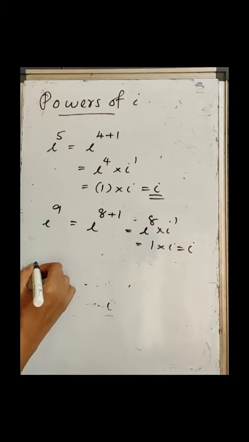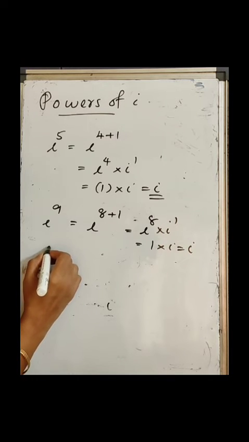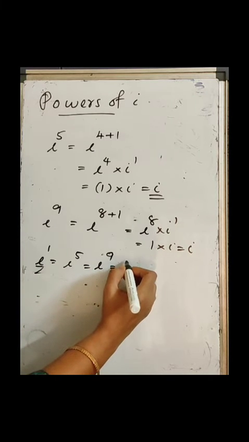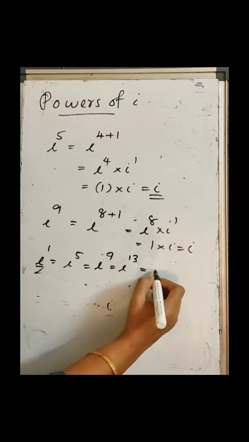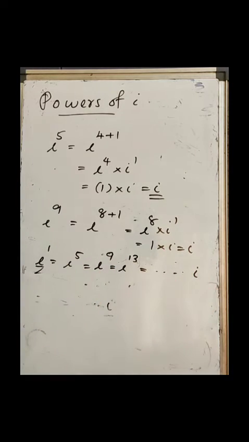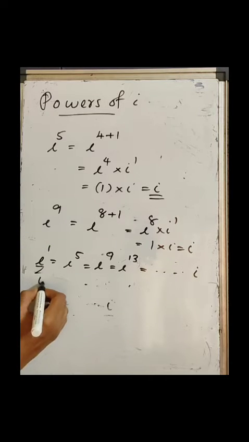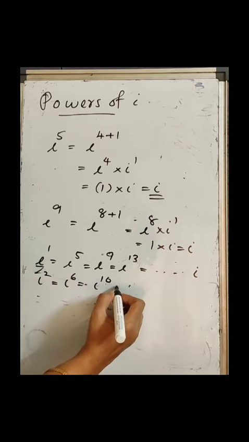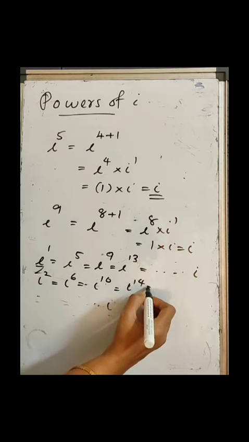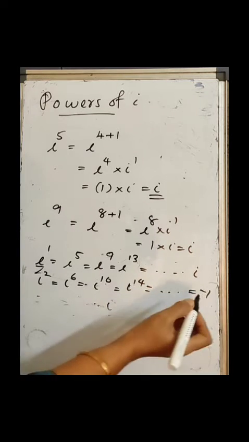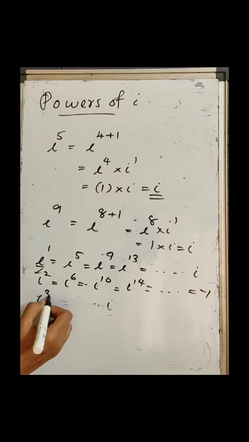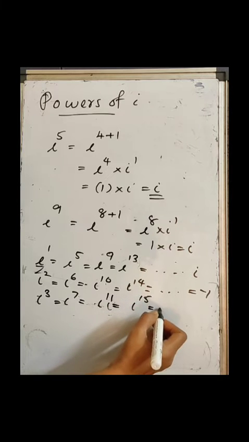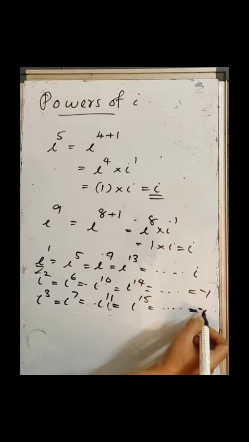So you can see that i raised to 1, i raised to 5, i raised to 9, i raised to 13, etc. will be equal to i. Similarly, we can see i square, i raised to 6, i raised to 10, i raised to 14, these all will be equal to -1. i cube, i raised to 7, i raised to 11, i raised to 15, etc. will be equal to -i.